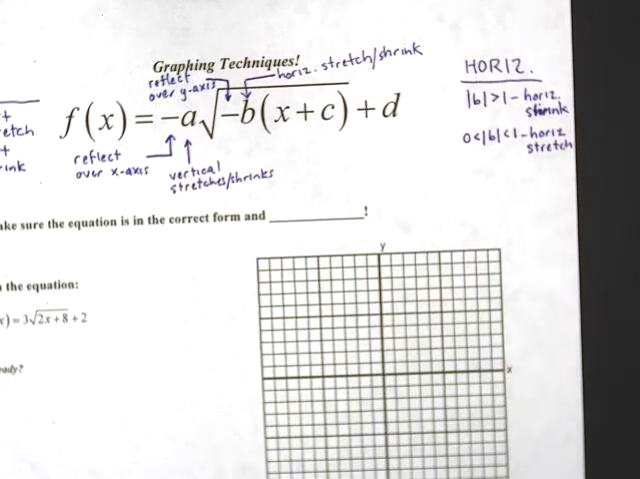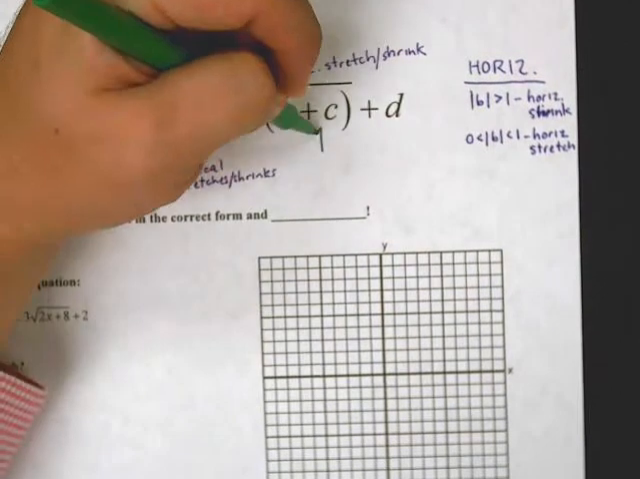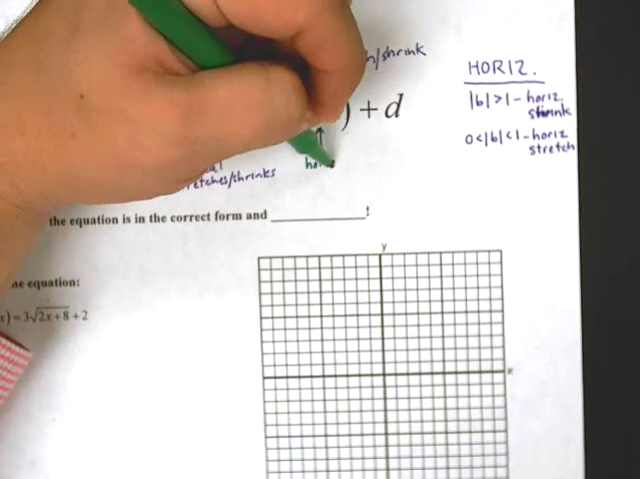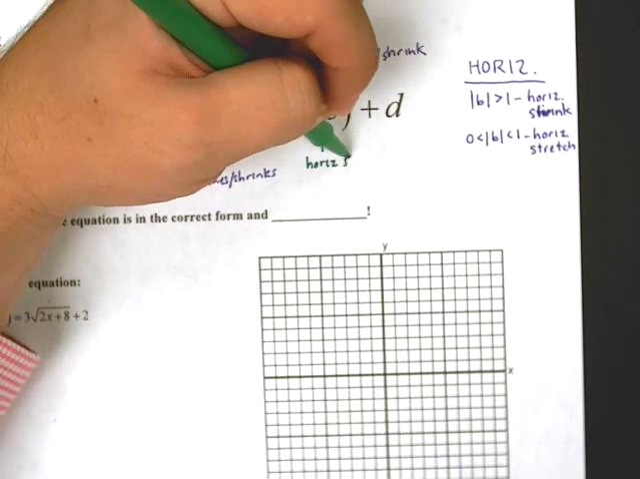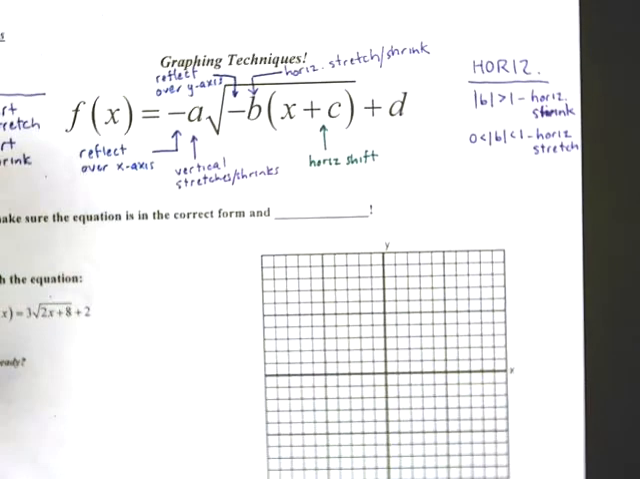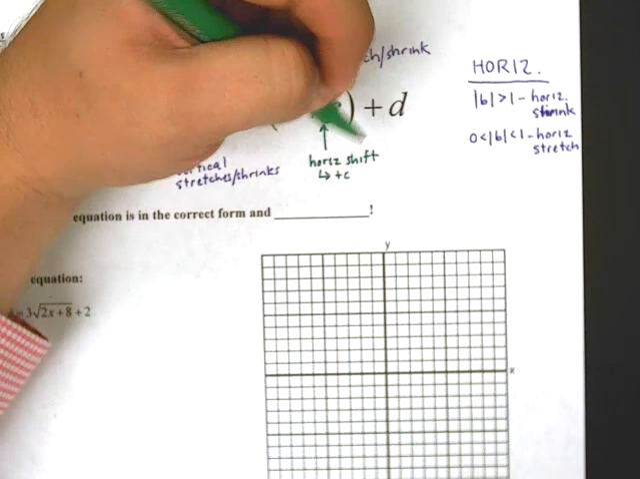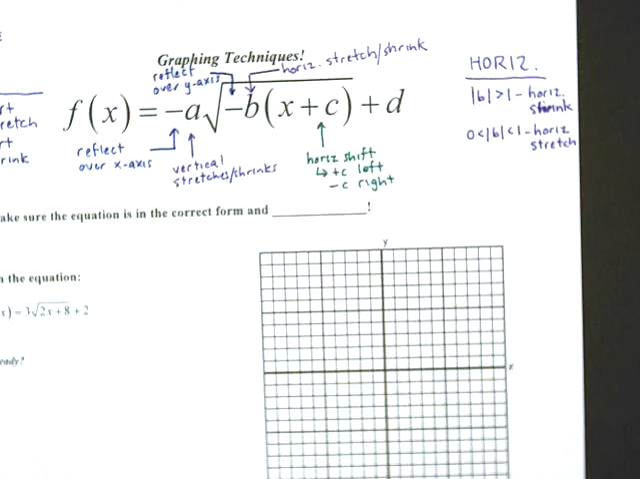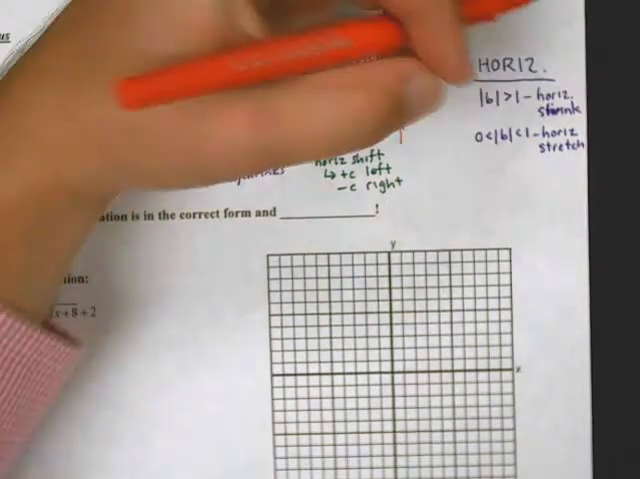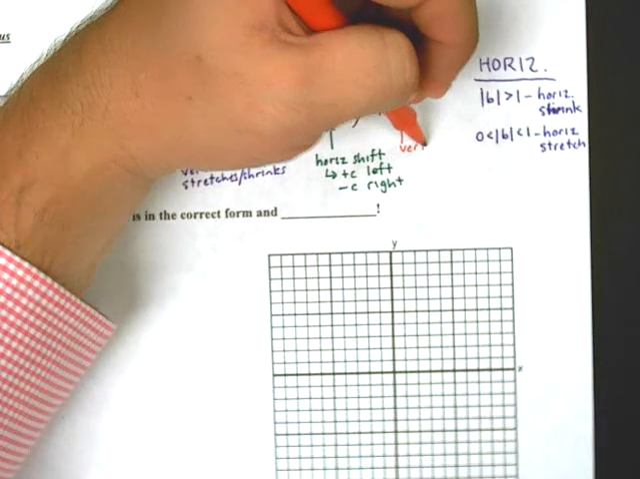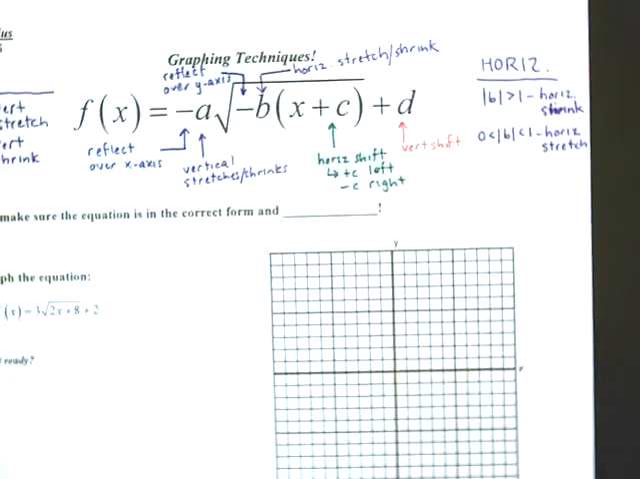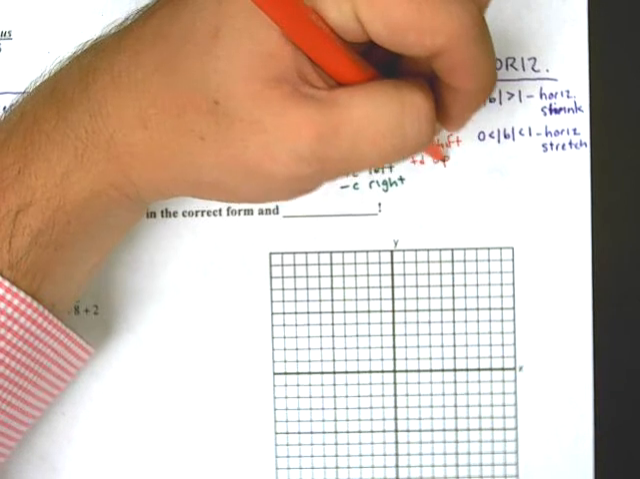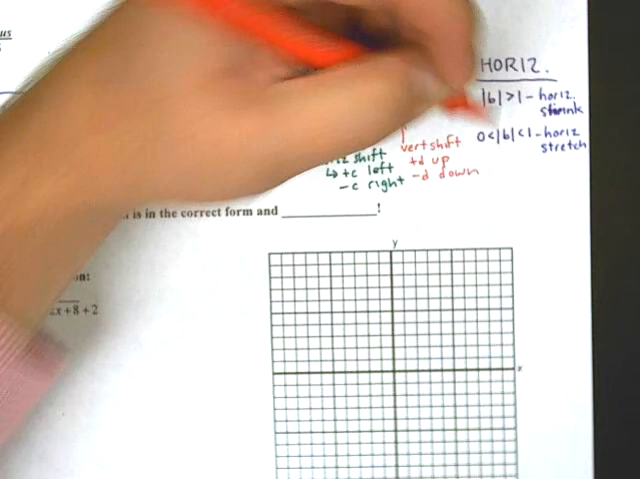What happens with the rest? The rest, I'd say, is a little easier. This c value tells us about the horizontal shift. If it's plus c, then you're going to the left, and if it's minus c, you go to the right. And lastly, the d value tells us about vertical shifts. If we have a plus d, it goes up, or minus d, we go down.